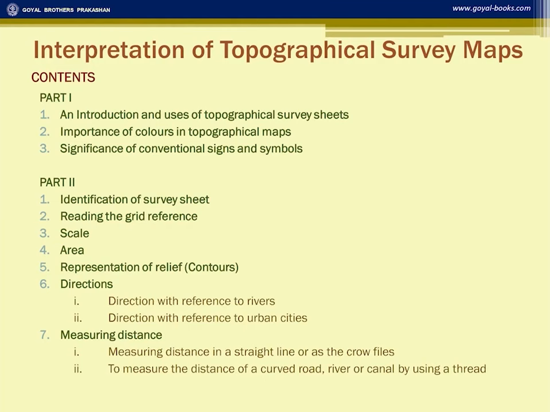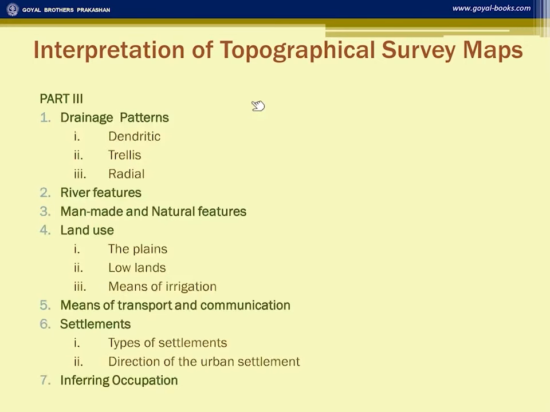The second part is based on identification of survey sheets, reading the grid reference, scale, area, representation of relief, directions, and measuring distance. The third part consists of drainage patterns, river features, man-made and natural features, land use, means of transport and communication, settlements, and inferring occupations.